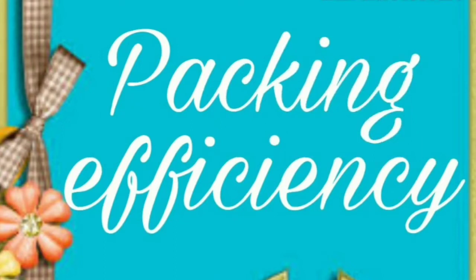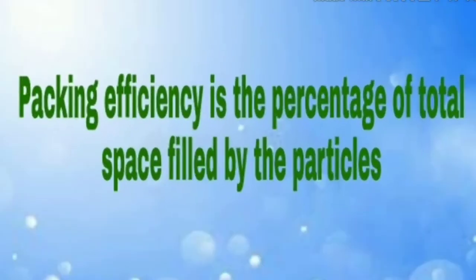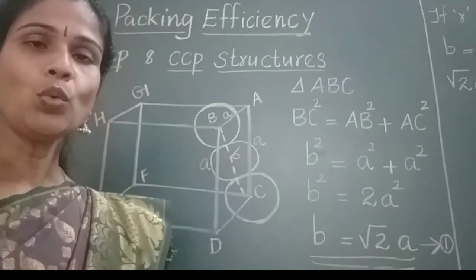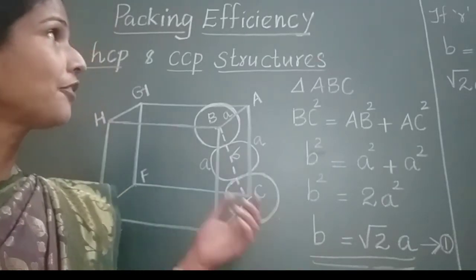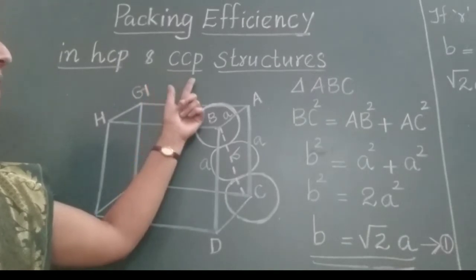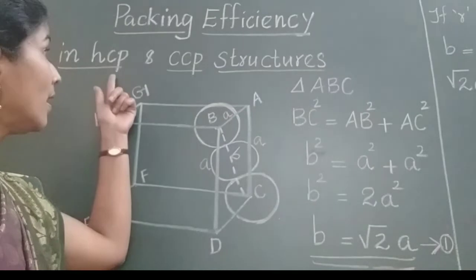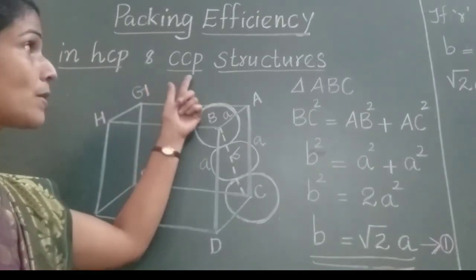You know, in solids the constituent particles are closely packed. Then there is always some free space in the form of voids. So packing efficiency is defined as the percentage of total space filled by the particles. Now we calculate the packing efficiency in HCP or CCP structures. HCP means hexagonal close packing and CCP means cubic close packing.